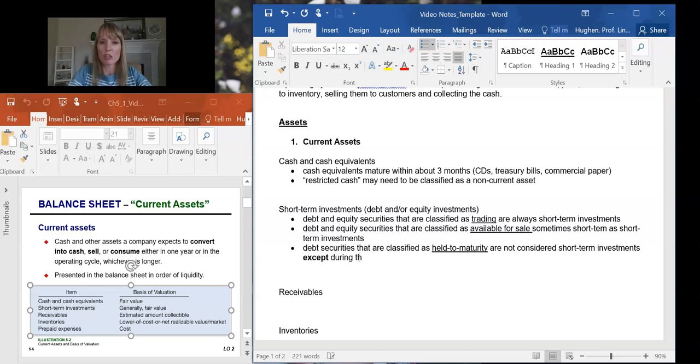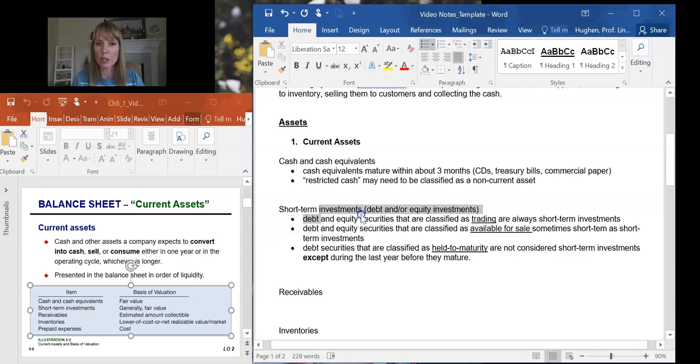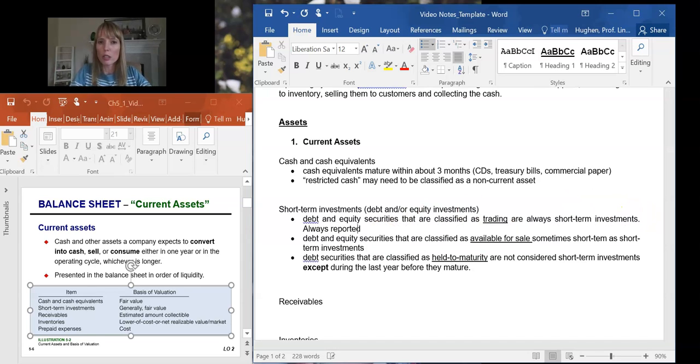So except during the last year before they mature. And you'll notice in the first 2 bullet points, we're talking about debt and equity securities, and here we say simply debt securities. If you're wondering why aren't we listing out equity securities here, equity securities do not have a maturity date. They never have a maturity date, right? Corporations, it's just the death of the company is when that equity security no longer has value. Okay, so debt and equity securities classified as trading, these are always reported on the balance sheet at fair value, and we need to know this.